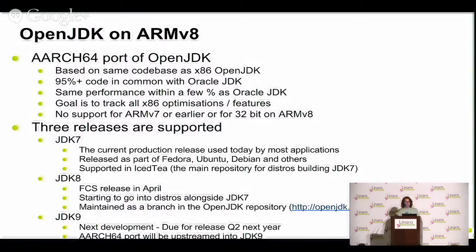So currently 3 releases are supported. JDK 7, so if you install, say, Ubuntu or Fedora today, you get JDK 7 with a JDK 8 hotspot. As I mentioned in the previous talk, there's also the JDK 8 tree, which is what I'm using internally a lot to do some dogfooding on the Jenkins master. That was released in April earlier this year, and it's starting to go into some of the distributions.